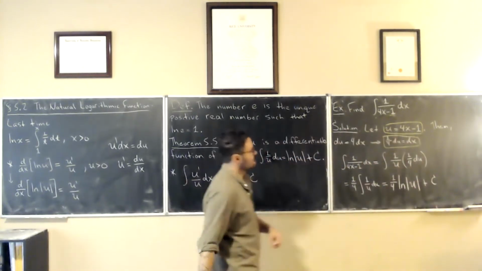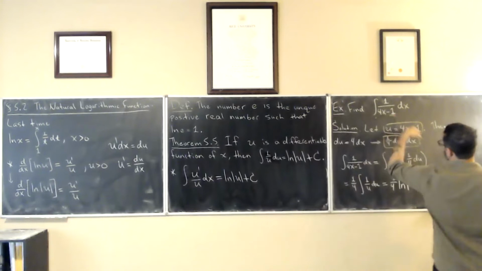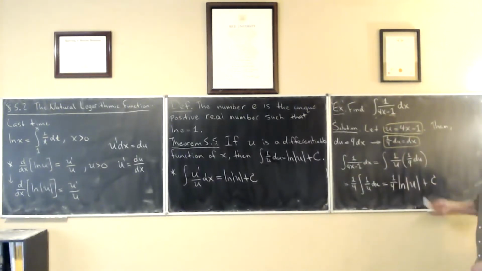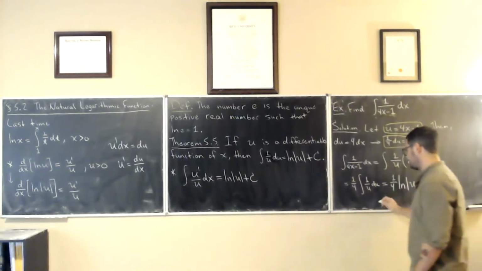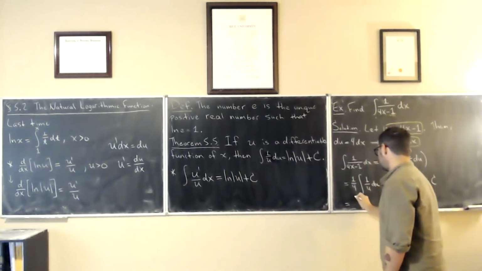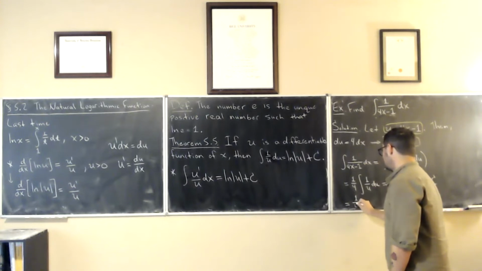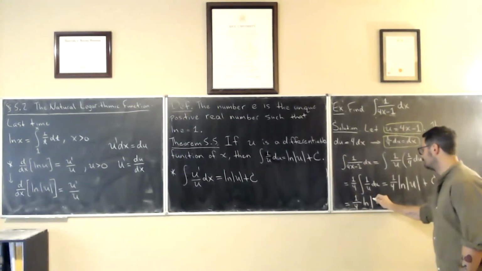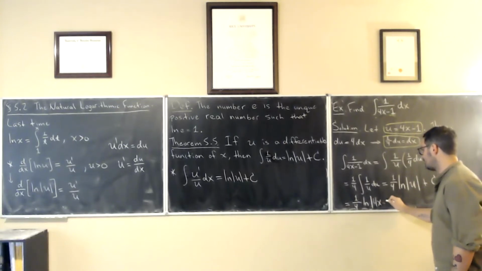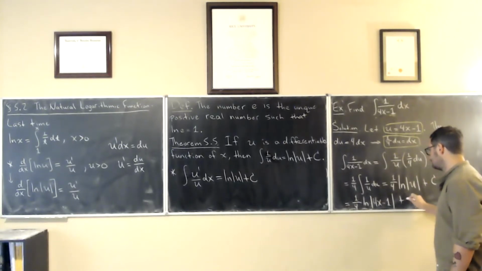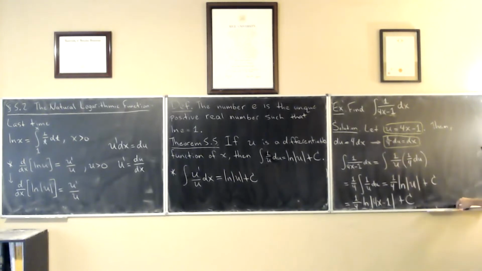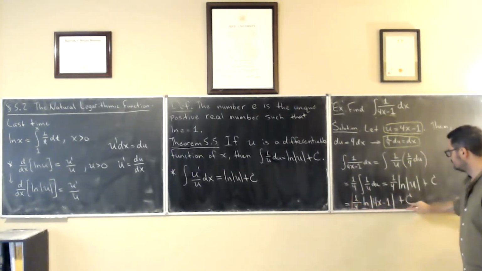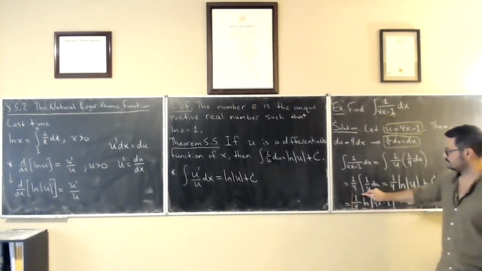But we're not done. We were asked to find this integral in terms of x. This is in terms of u, but what is u? It's 4x minus 1, so we just substitute back in. So finally, we get 1/4 natural log absolute value of 4x minus 1. And this will be the final answer.